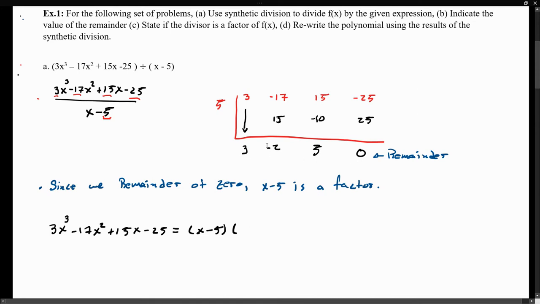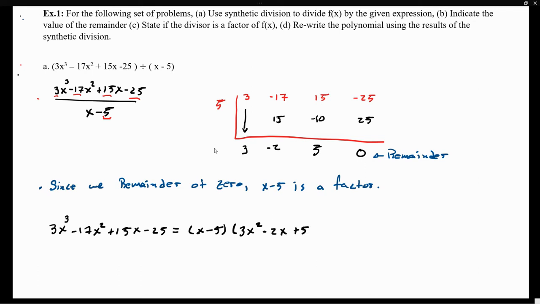Well, the values that we got here on the bottom are going to be the coefficients of a polynomial. But what is that polynomial? That will be a polynomial that is 1 degree less than what we started with. So if we started with x to the third, then this value of 3 is going to be the coefficient of x to the second. And then we're just going to continue. Negative 2 is the coefficient of x, and 5 is just a constant.